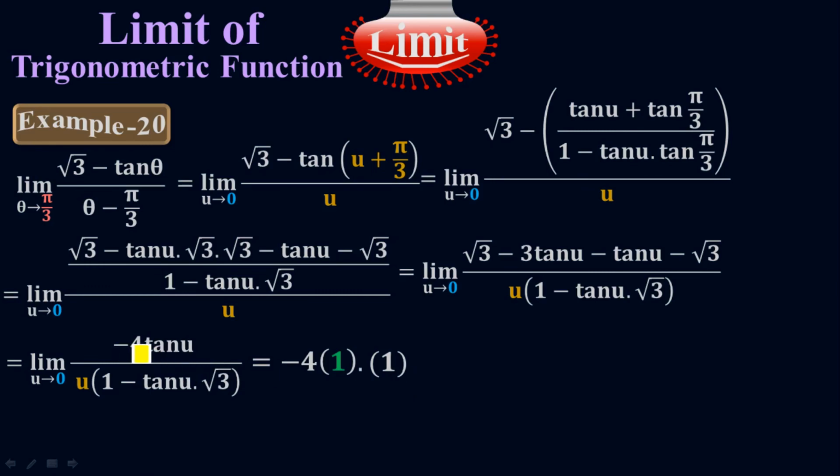So negative 4 times 1 times this one equals negative 4. Negative 4 is my limit for this trigonometric function, (√3 − tan θ) over (θ − π/3), when θ approaches π/3.